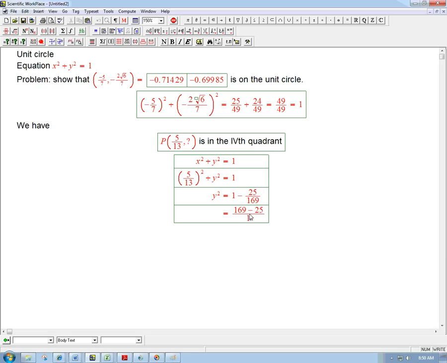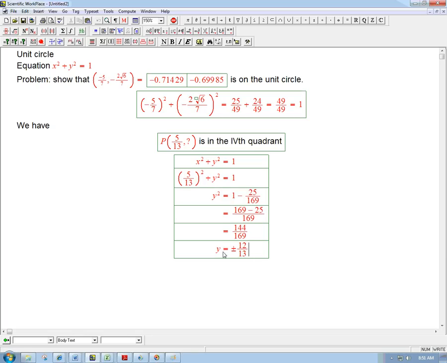Okay, so there's y squared, and the nice thing here is that this turns into a perfect square on top and bottom. And so if that's y squared, then y is going to be, now that's going to be plus or minus. Very important, that's the plus or minus 12/13.